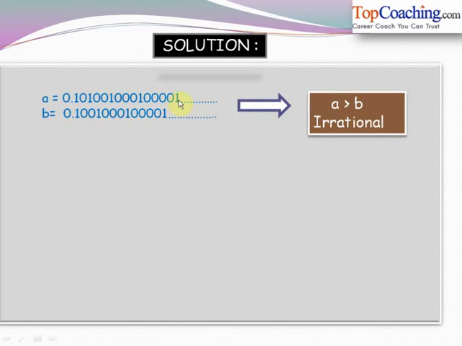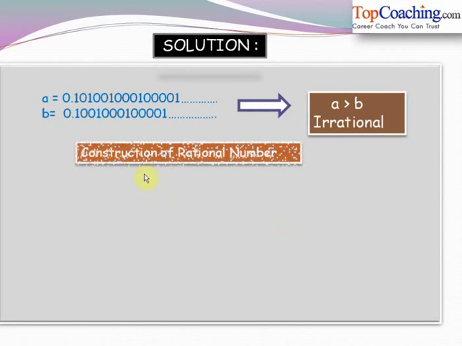At the same time, we can see that it is a non-terminating and non-recurring decimal. Therefore, A is an irrational number. Also, B follows the same trend and thus B is also an irrational number. So, A and B are two irrational numbers where A is greater than B. Now, we have to find a rational number and an irrational number between these two numbers. Let's see the construction of a rational number between A and B, both being irrational numbers with A greater than B.